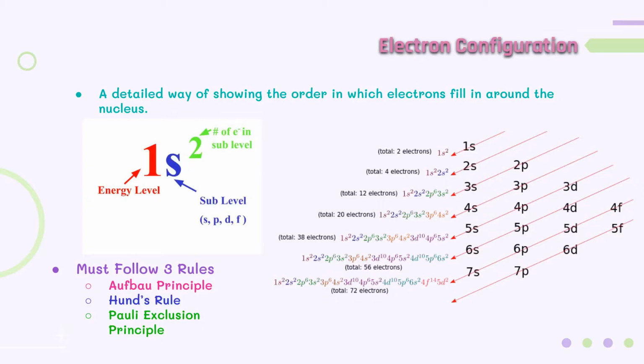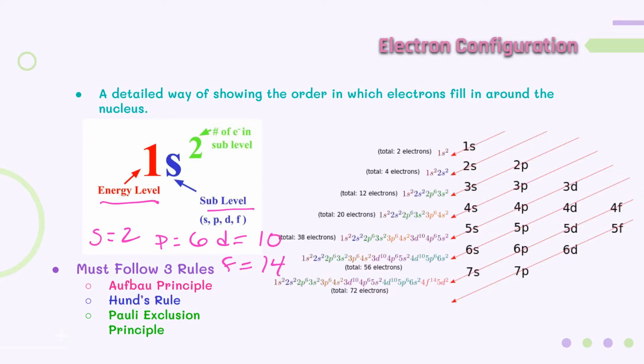So the number in the front is the energy level. The letter is the sublevel. Is it in the S, P, D, or F orbital? And the exponent is either going to be a 1 or a 2 for the S, a 1 through 6 for the P, a 1 through 10 for D, or a 1 through 14 for F. Because that's how many electrons each sublevel can hold. If you recall, S can hold 2, P can hold up to 6, D can hold up to 10, and F can hold up to 14.